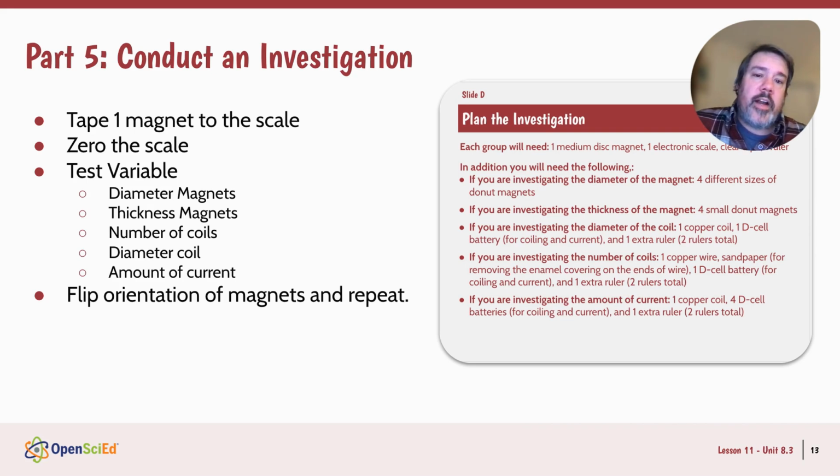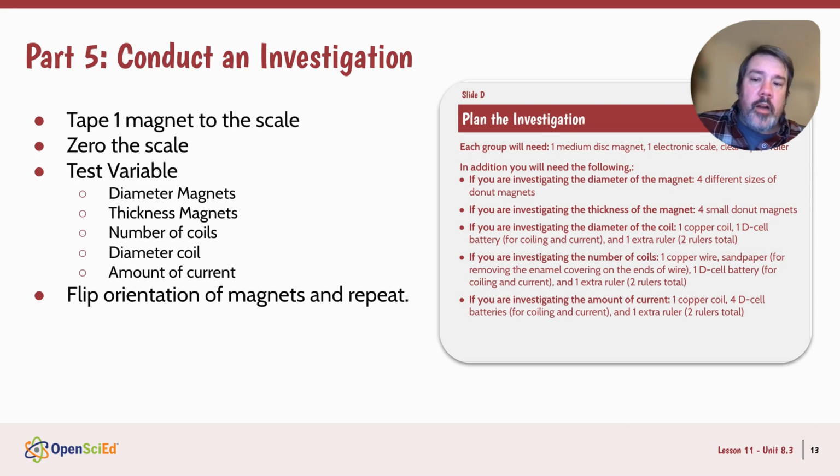And then we're going to test our variable. Each group's going to be doing a different variable. So some are going to try different diameter magnets, or using a lot of magnets to change the thickness of the magnet. Some are going to try adding more coils, or messing with the diameter of the coil, but the same number of coils. And then some get to mess around with the amount of current, right?